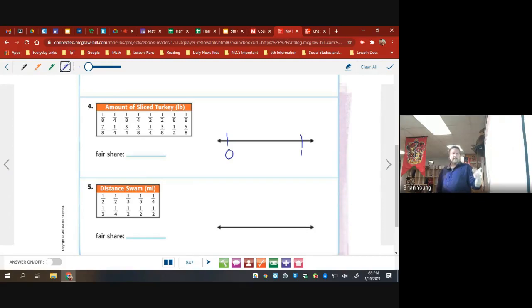Let's go ahead and just start marking eighths. So here's a half, right? Here's a fourth. Here's an eighth.